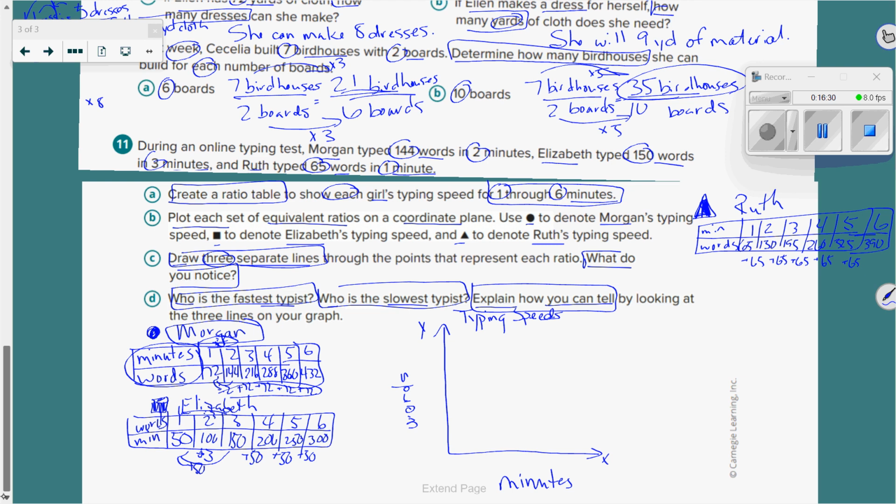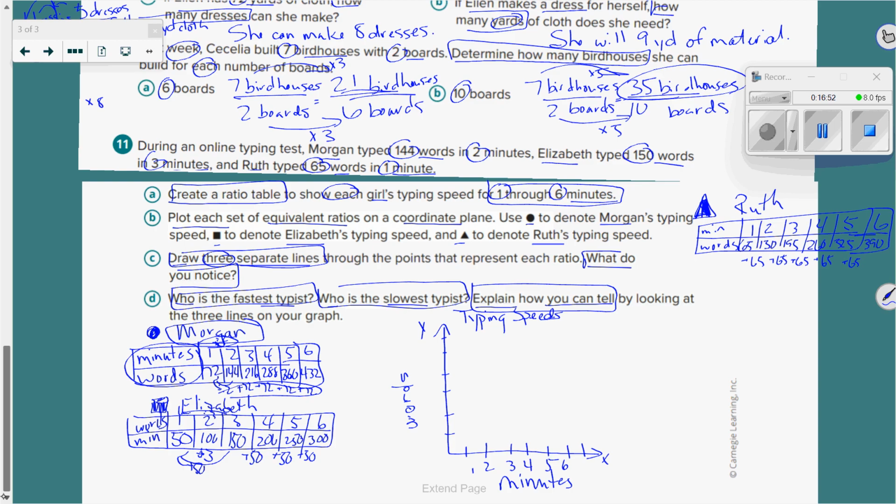Okay? Once you have done that, you're now going to set your intervals. My minutes went up by 1, 2, 3, 4, 5, 6. They did not give us an interval for the words. So you have to look at your data and figure out what interval is going to work. Once you've set your interval, you have to stay with it for the entire graph.